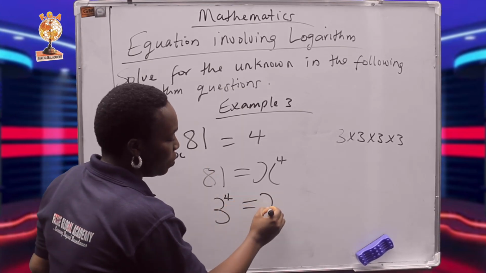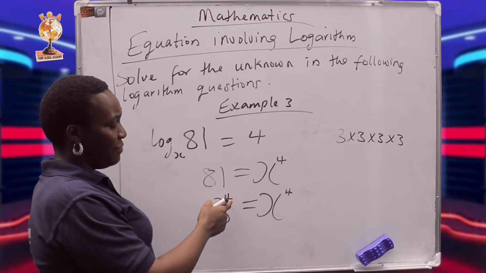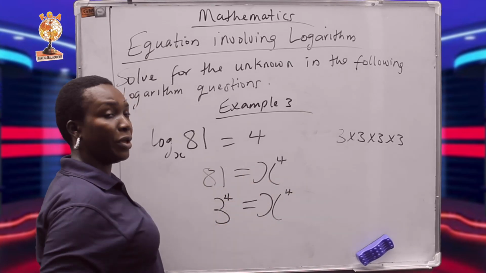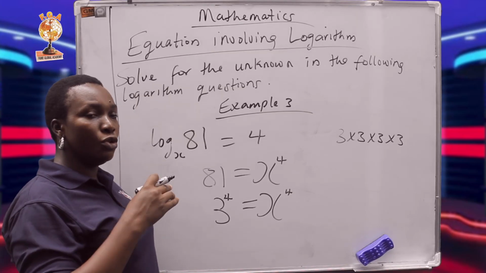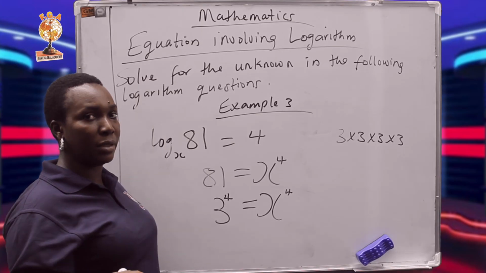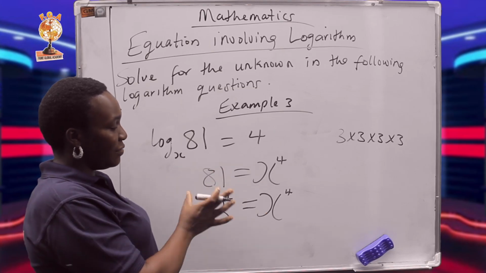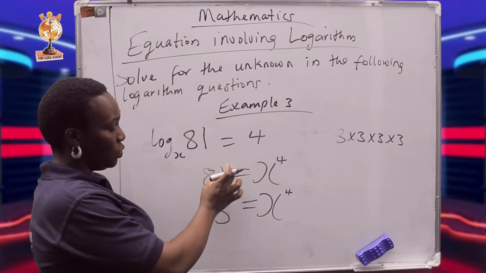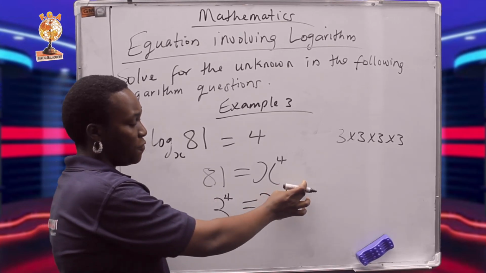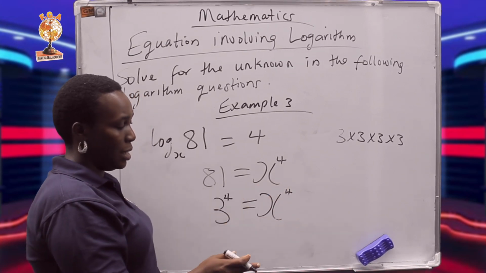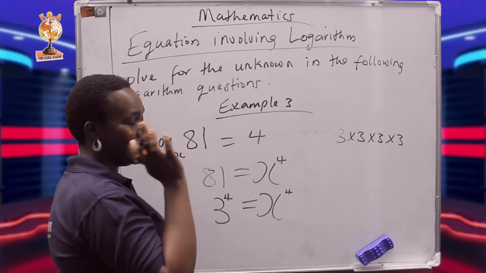So we write equal to what? x raised to the power of 4. Now check very well, something is happening here. We are having raised to the power of 4 here, and we are having raised to the power of 4 here. Now you remember when I told you during indices that when the two powers are the same, you equate base. When the two bases are the same, you equate power. So in this case, since we have succeeded in making this 81, 3 raised to the power of 4, and our x is raised to the power of 4, since the two 4s are the powers, what you do here is equate base, because the two powers are the same.